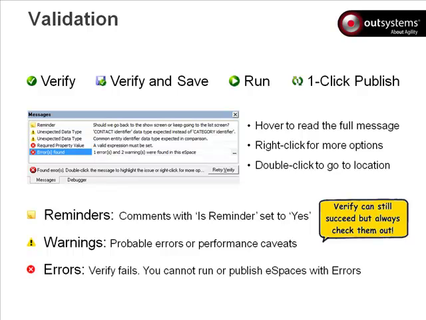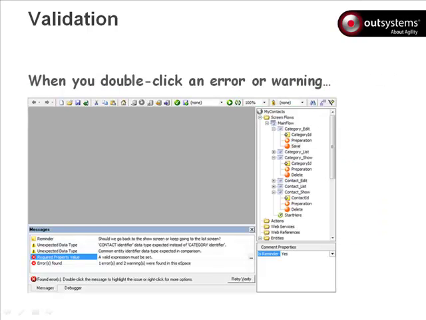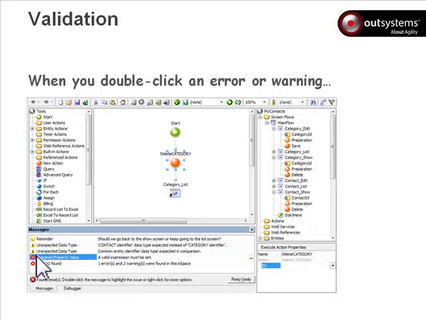And finally, errors. These are inconsistencies that must be fixed. Verify fails, and multi-step operations such as verify and save, run, or one-click publish won't proceed. So what happens when you double-click an error or warning? You go to the location that originated the message.